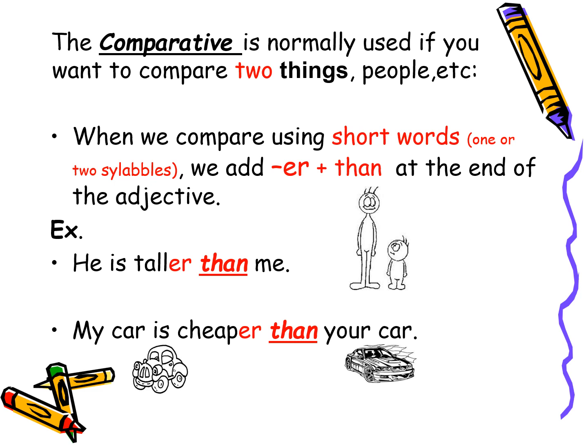The comparative is normally used if you want to compare two things, or people, or animals, etc. When we compare using short words, that is, words that have one or two syllables, we add -er at the end of the adjective. For example, he is taller than me, or my car is cheaper than your car, or my hand is bigger than yours. So let's move on.